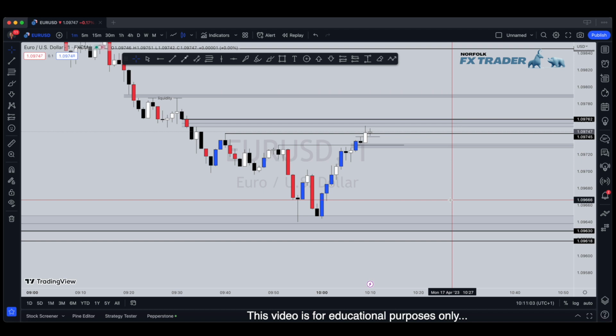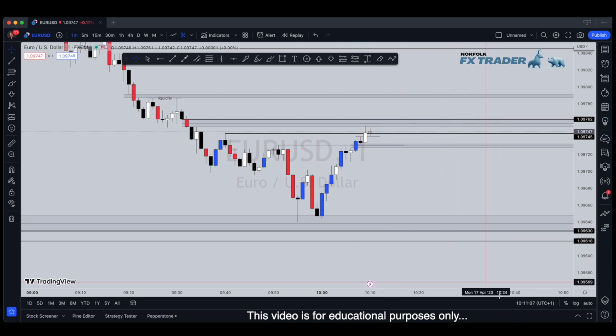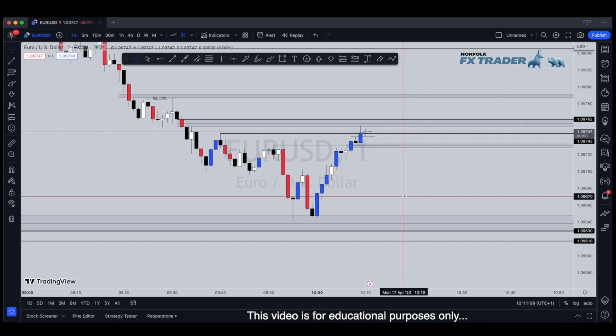So at the moment, we're now 10 past 10. We've got a new candle, nearly a full minute to go. So you can see again, we've shown a close with a nice bullish candle.